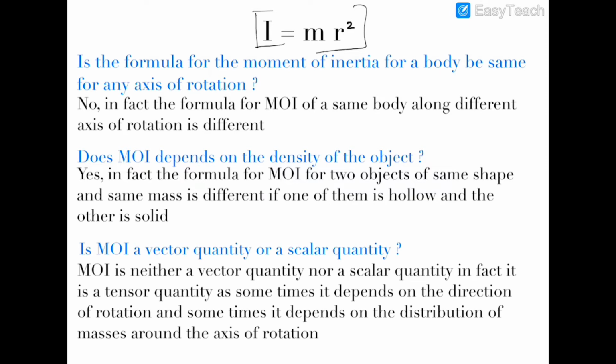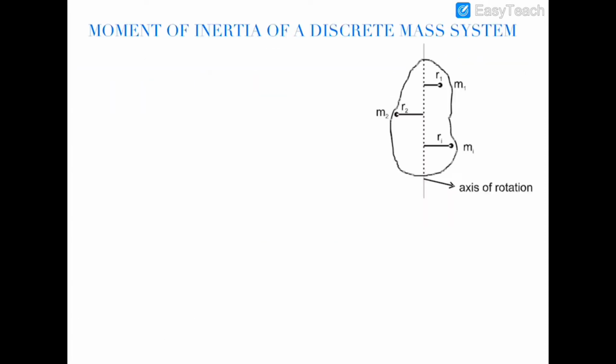Now, is moment of inertia a vector quantity or a scalar quantity? Actually, moment of inertia is neither a vector quantity nor a scalar quantity. In fact, it is a tensor quantity, because sometimes it depends on the direction of rotation and sometimes it depends on the distribution of masses around the axis of rotation. If it depends on the direction of rotation, then it behaves like a vector quantity, and if it depends on the mass distribution around the axis, then it behaves like a scalar quantity. So combinedly it is a tensor quantity.